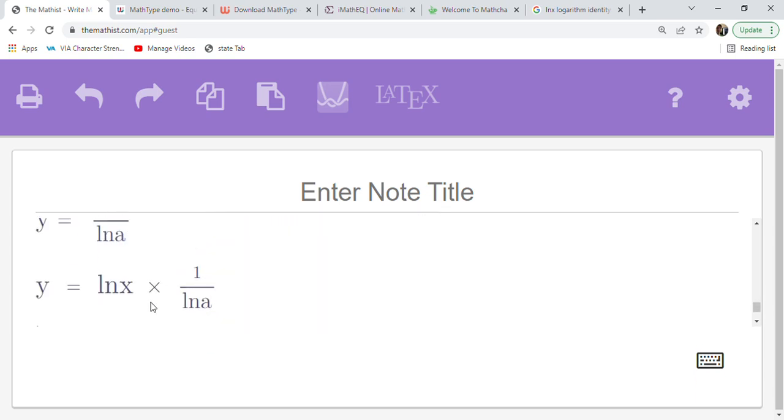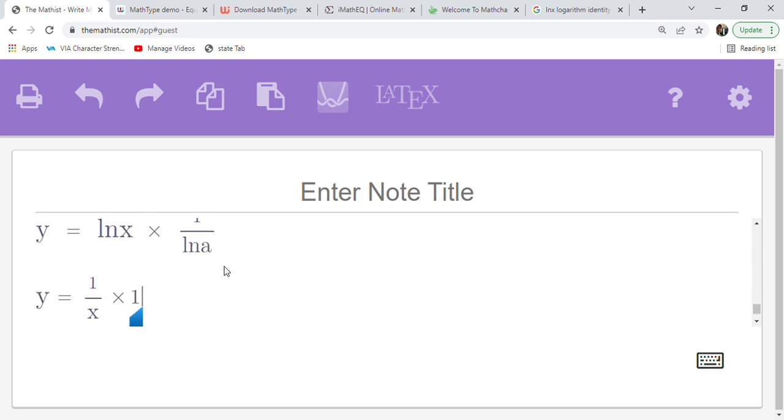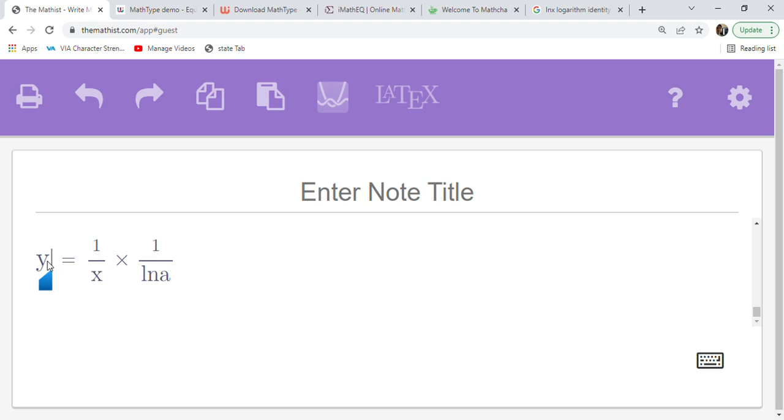Now, 1 over ln a, notice, is a constant. So this is really easy for us. We know the derivative of ln x is just 1 over x. We know this constant just stays there. So now it's 1 over ln a. Well, actually, I forgot to take the derivative here. Because I took the derivative, that's what I just did.